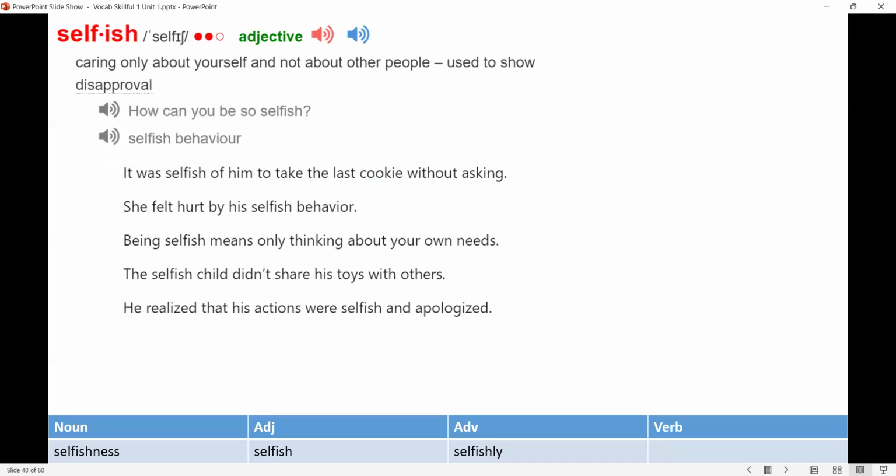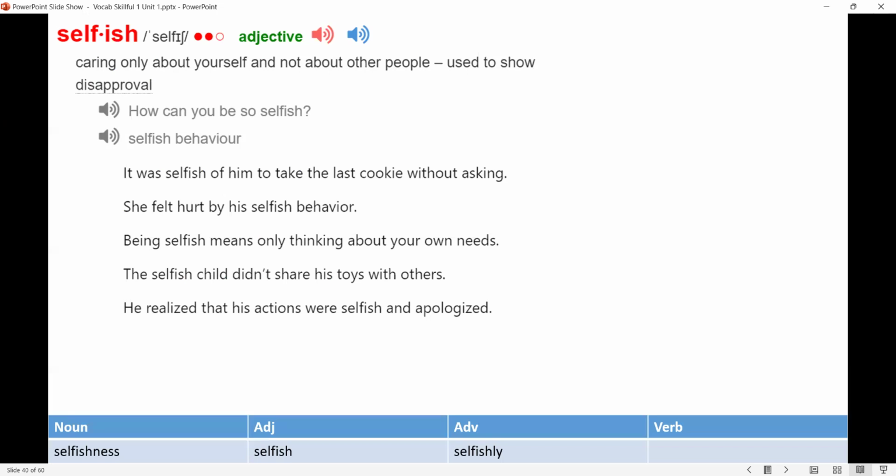Selfish. Selfish means self-centered. Think about yourself and not others. How can you be so selfish? Selfish behavior. It was selfish of him to take the last cookie without asking. I agree. She felt hurt by his selfish behavior.